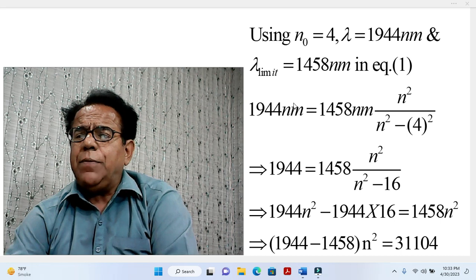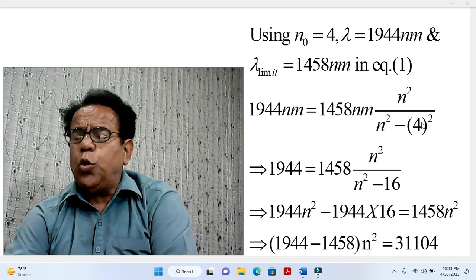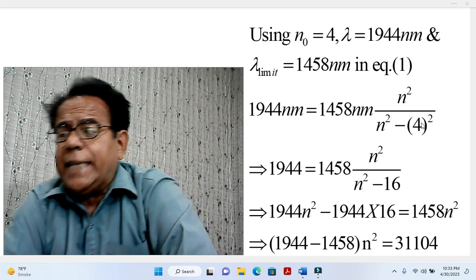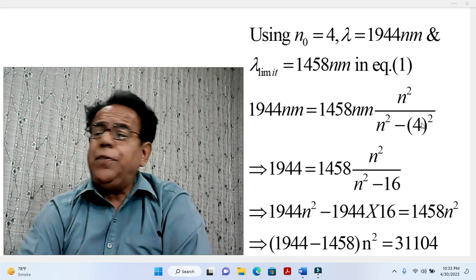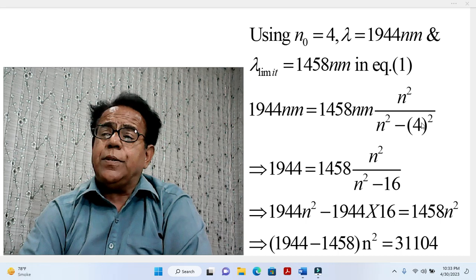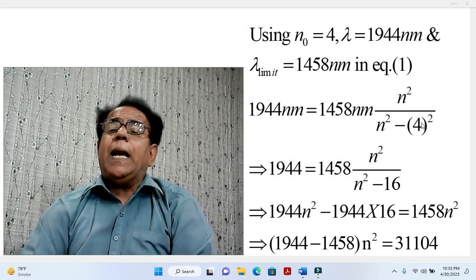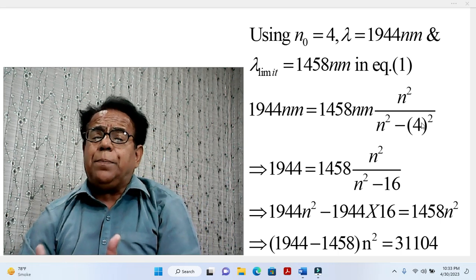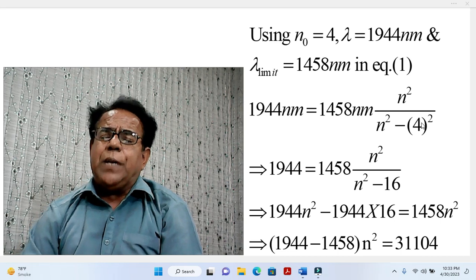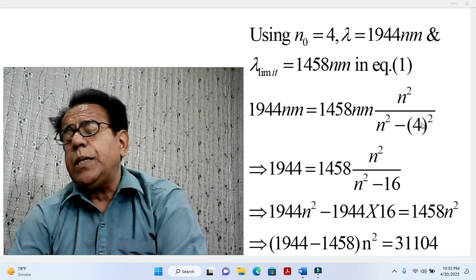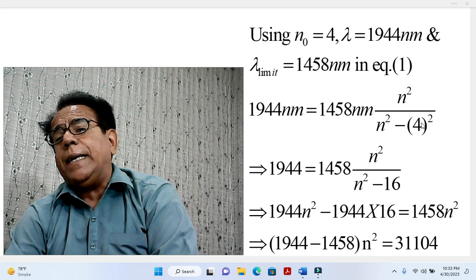In place of lambda we have written this, in place of lambda limit we have written this, in place of n naught we have used 4, and we know that in this case n is equal to 4 plus 1, that is n equal to 5, but we will not use here n equal to 5, because actually we have to find the value of n, and then with respect to this n we will determine what is the next and what is the previous number or wavelength or line. Because in the statement it is asked that next higher and next lower.